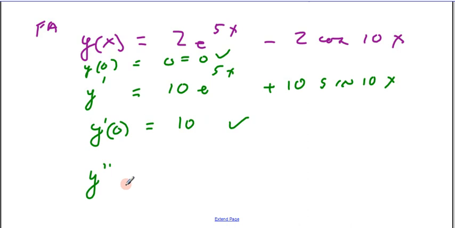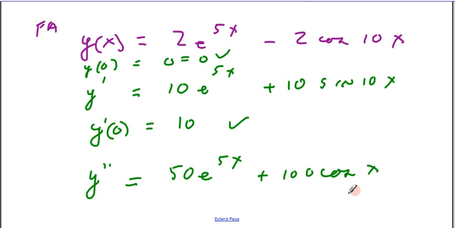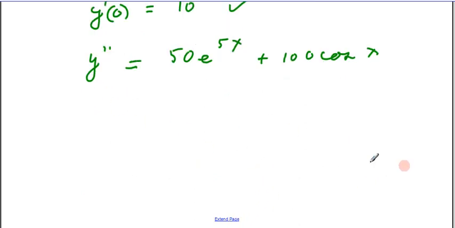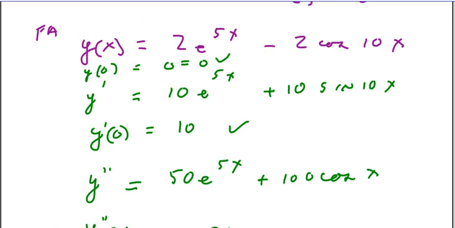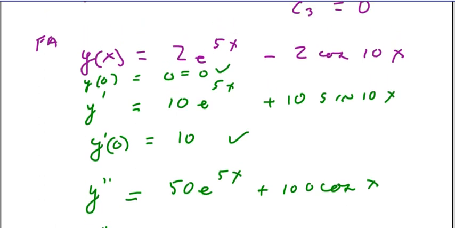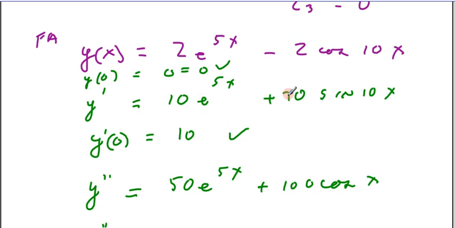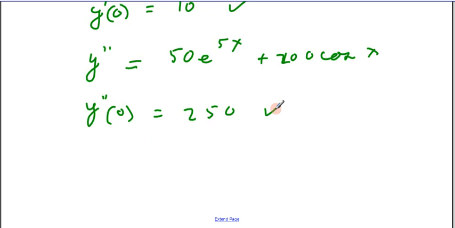Y double prime is equal to 50 e to the 5x plus 100 cosine x, and y double prime at 0 is supposed to be 250, and I have 150, so what did I do wrong? See that 2? That makes that a 20. That makes this a 200. That makes this a 250. Check.